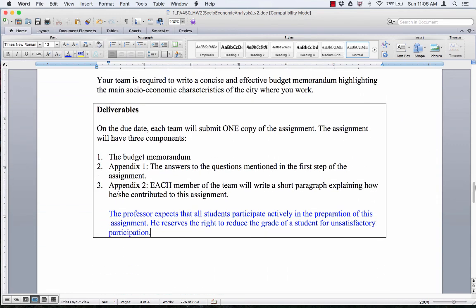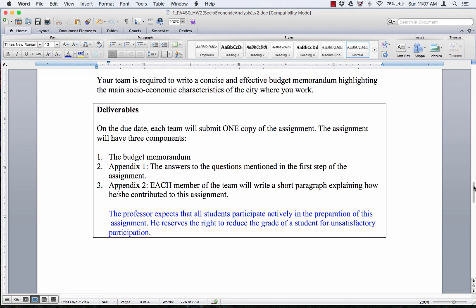Now, there will be a second appendix in your assignment. This is going to be very simple. I want each member of the team to write a short paragraph explaining how he or she contributed to this assignment. Now that you're working in teams, I want all of you to be professional.